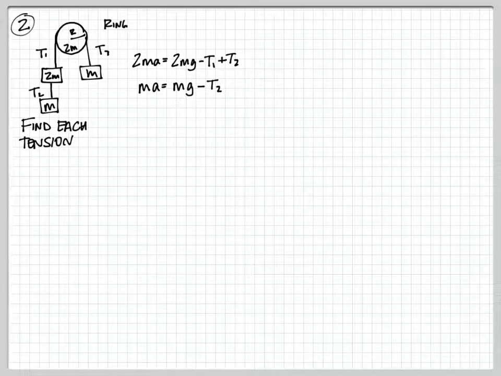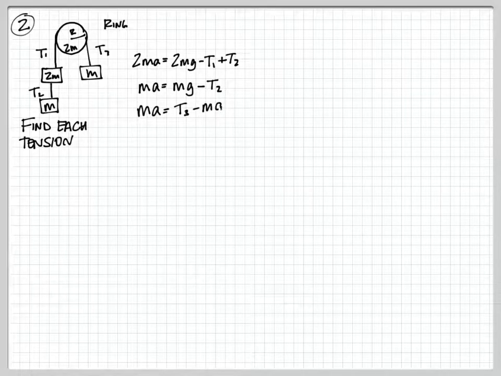Then we'll do it for the third mass, which is accelerating up. So it's going to have T3 pulling up, which will make positive, and then mg pulling down. Now if we look at this, T1 and T3 stick around, but T2 goes away. So we also need to look at the sum of the torques on my ring to figure out what's going on with T1 and T3.